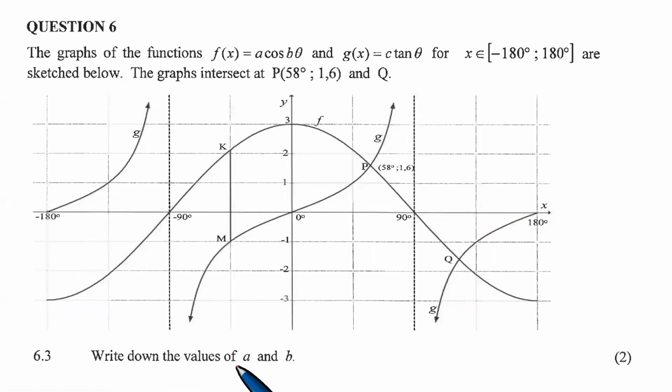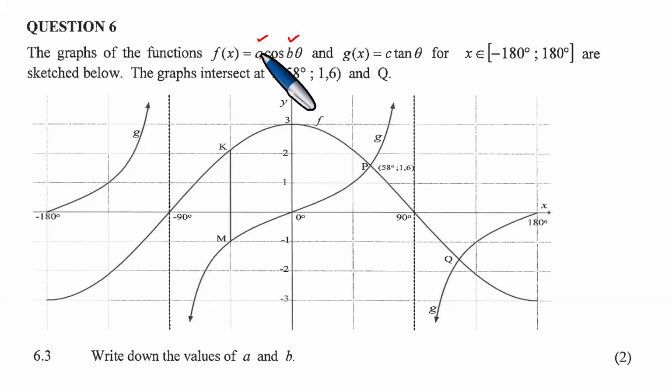Right, we need to write down the values of A and B. Now, A and B themselves are parts of the components of the function f. The function f is our cosine function. It's a very interesting one. Let's take a look at this function and spend some time to understand it.